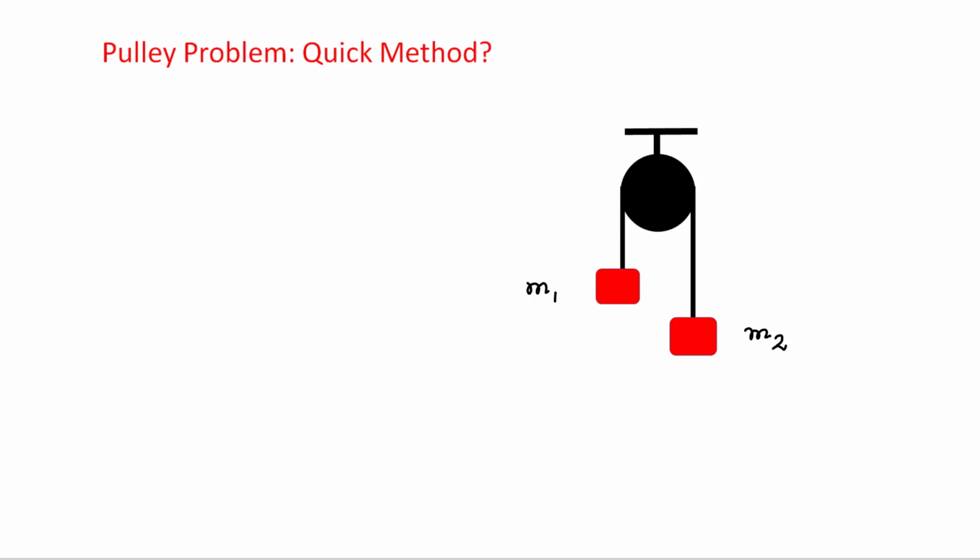What is the tension in the rope? So first thing we generally need to find is the tension in the rope, and the second thing that we need to find is the acceleration of each block. So what is the acceleration? So generally we need to find these two things.